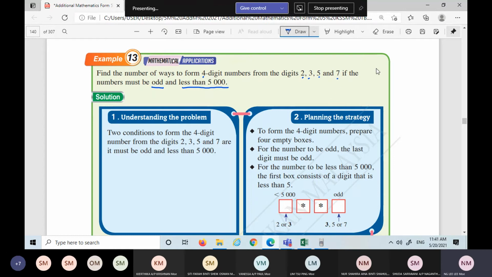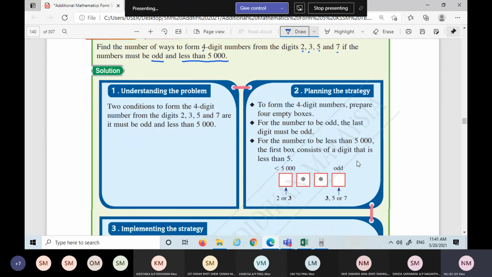So we draw out the 4 boxes. For a number to be odd, just like just now, look at the last digit. Over the 2, 3, 5, 7, the 3, 5, 7 are odd numbers. So 3, 5 or 7 can be filled at the last digit to make the number odd.